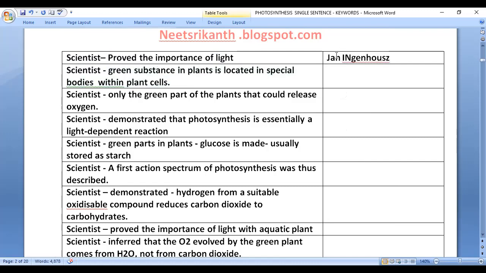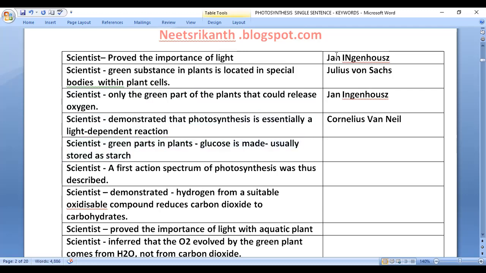Which scientist showed the green substance in plants is located in special bodies within the plant cell? Julius von Sachs. Which scientist showed that only the green part of the plant could release oxygen? John Ingenhouse. Which scientist demonstrated that photosynthesis is essentially a light dependent reaction? Cornelius van Niel.